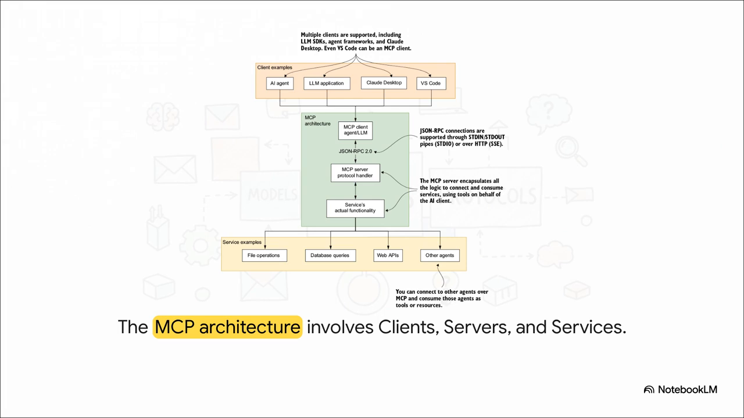First, you have the MCP client. Now, this doesn't just mean agents. It could be Claude Desktop, VS Code, or really any LLM application. Second, you have the MCP server. This acts as the protocol handler. It processes the client's requests and sends back beautifully structured responses using JSON-RPC 2.0. And finally, third, you have the services themselves. These are the actual functionalities, like file operations, database queries, web APIs, or even other AI agents. Your client only ever talks to the server, and that server handles the heavy lifting of communicating with the actual service.